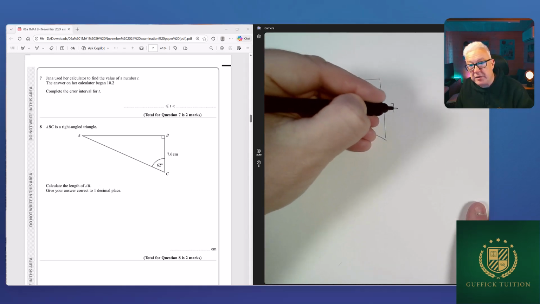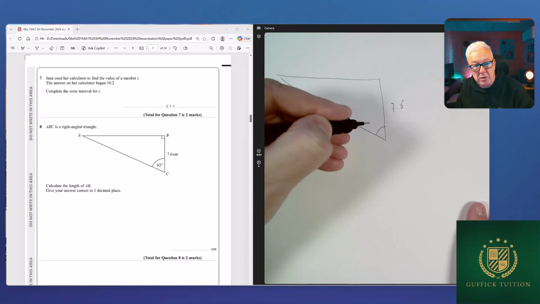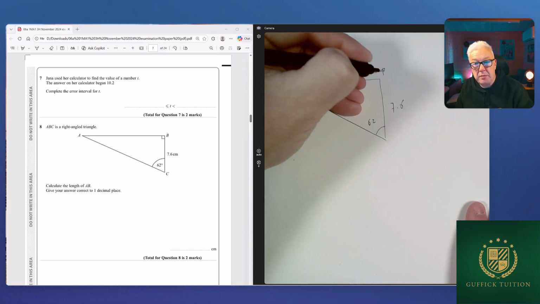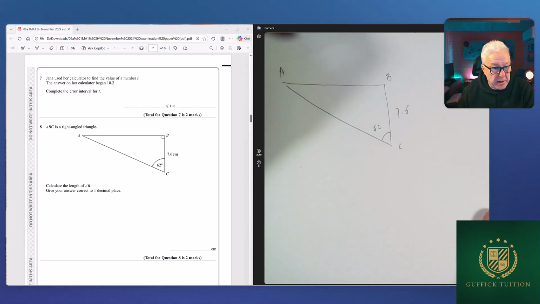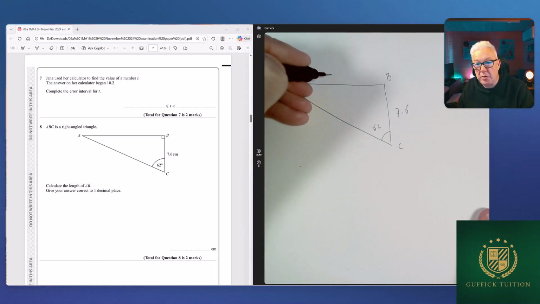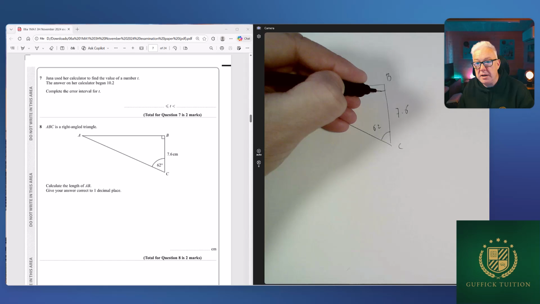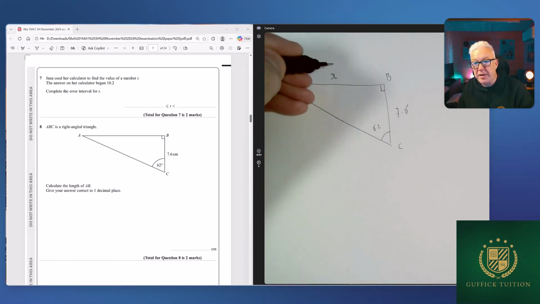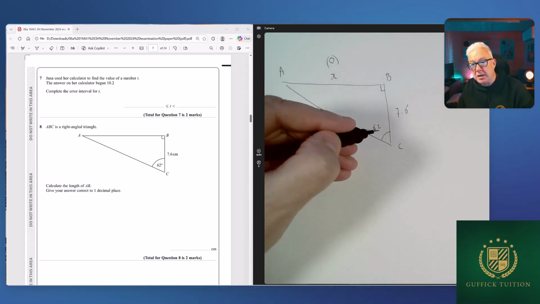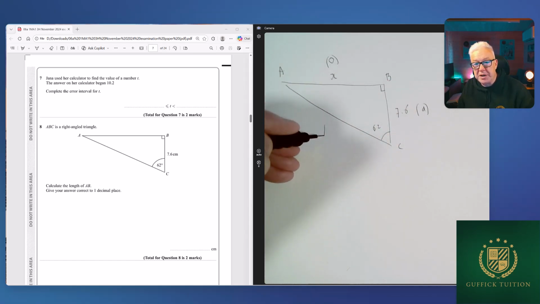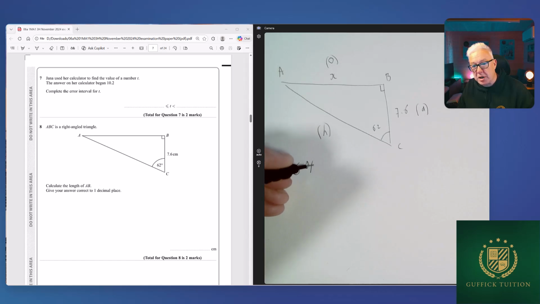We've got here 7.6. We've got here an angle of 62 degrees, and this is triangle ABC. So calculate the length of AB. So I'll just call that X. Now let's label all of our sides, okay? So going from this angle here, that one is the opposite. This one next to the side is the adjacent, and the one opposite the right angle is the hypotenuse. So let's write down our SOH CAH TOA.